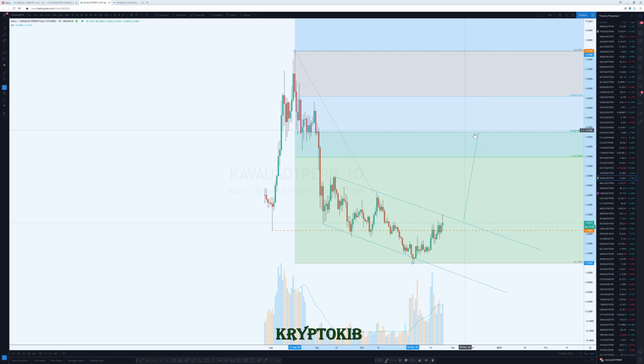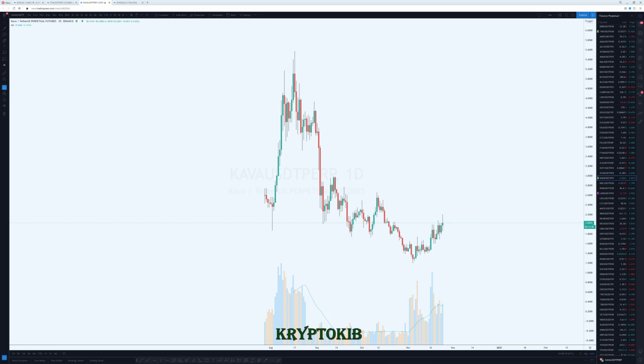Then from here, we either go lower than this or we break this high. Once we break this high, the market is bullish. Once we break this low, it's a continuation of the bearish market structure. Let's look at this very coin on the 4 hour for another scenario.